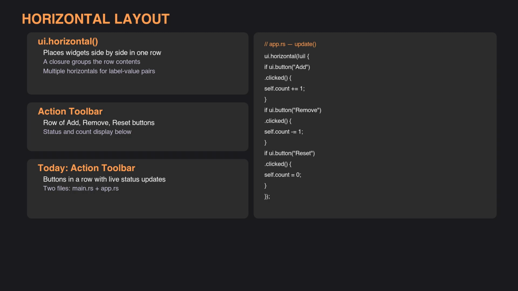ui.horizontal places widgets side by side. A closure groups buttons into one row. Multiple horizontals show labels and values together. The toolbar updates a status message and count.